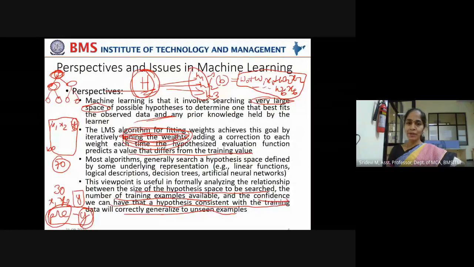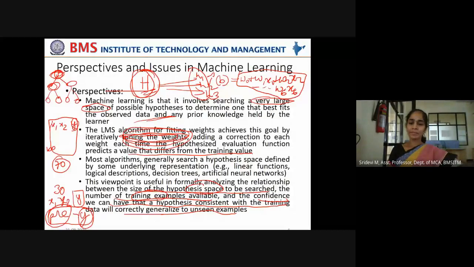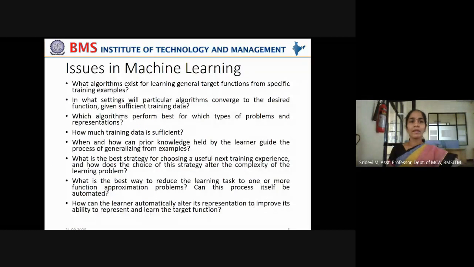Now we are able to relate all these concepts: the size of the hypothesis space to be searched, the number of training examples available for the machine, and its confidence to generalize to new data points. All these have some relationship. Larger the number of training examples, better is the prediction accuracy. Correct? Now let us go to what issues are encountered in machine learning.